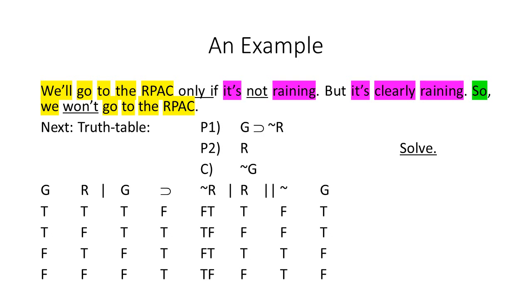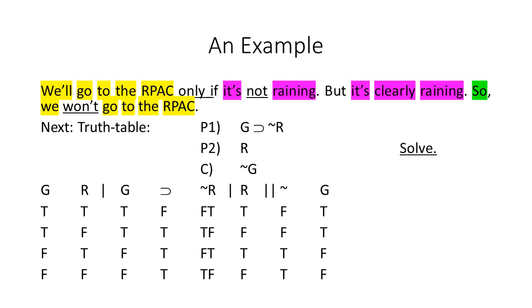First premise, what we needed to do was solve for the tilde on tilde R first, and then for the whole thing. So the tilde on tilde R is false, true, flipping the truth value again. And then we combine that with what's under G to determine the truth value of the expression if G, then not R. And that's false, true, true, true. Okay, so that's what you should have come up with.